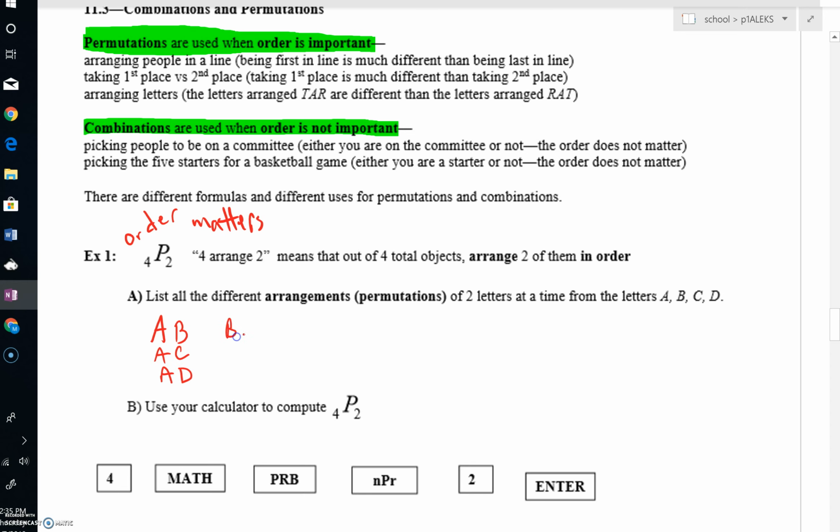Take a look at B. You could have BA. Very different than AB. It's almost like having first place and second place. Reading a word like AB versus BA is very different. You could also have BC or BD. You could have CA, CB, or CD. And finally, you could have DA, DB, or DC. This would be a listing of every possible way you could have 2 letters where order matters. You can see we have a 3x4 kind of a grid, 3 in a group, and you've got 4 groups, so 4 times 3 would be 12.